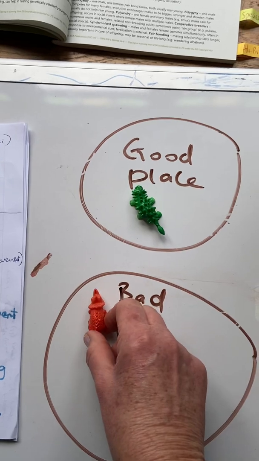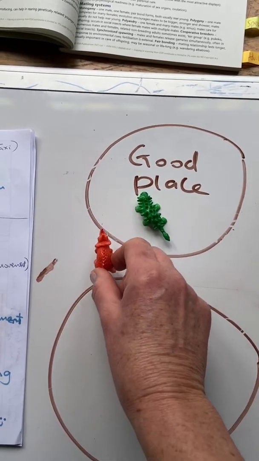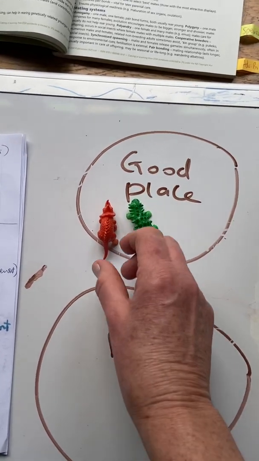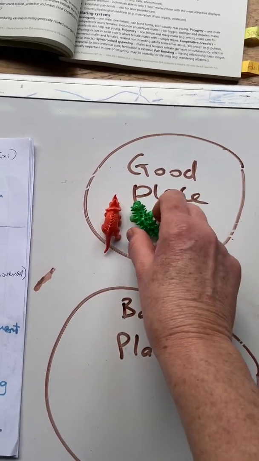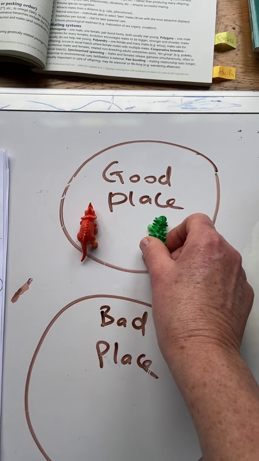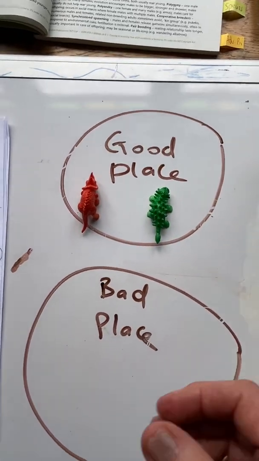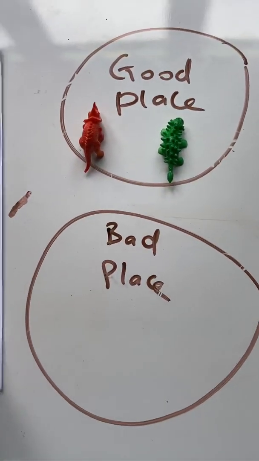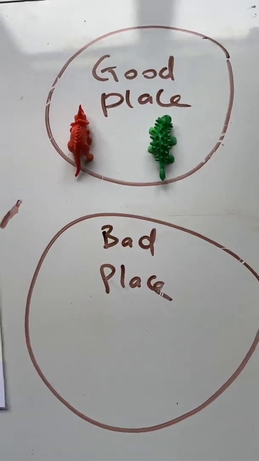So turning can get you out of a bad place, and you do less turning in the good place because you want to stay there, so you stay in the same direction. And the rate of movement will be fast in the bad place and slow in the good place because you want to stay in the good place. Okay, hopefully that makes some sense for ortho and clino.